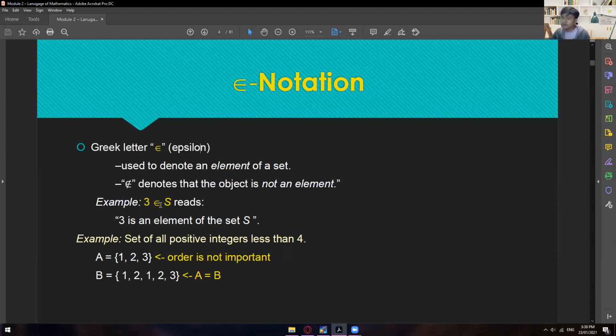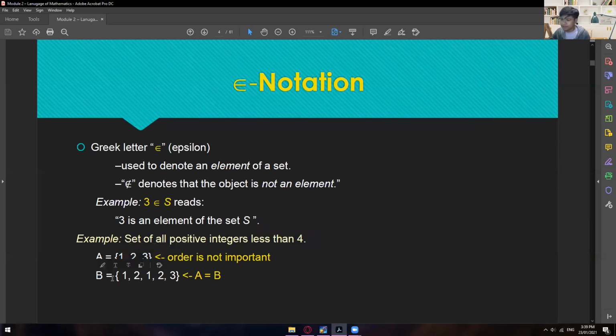For you to appreciate this symbol, we have an example: the set of all positive integers less than 4. Meaning it is any set of integers which are less than 4. So we have 1, 2, 3. As you can see right here, it says order is not important. So you can arrange this in any order that you want, as long as you have met the requirement of integers less than 4. We can have 1, 2, 3, or 2, 1, 3, or 3, 2, 1, and so on and so forth.